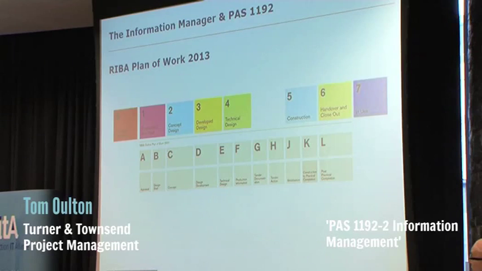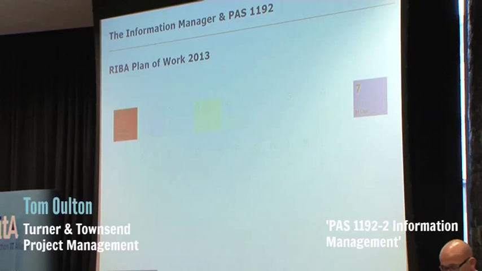RIBA, the Royal Institute of British Architects, brought out their revised plan of works at the same time that PAS 1192-2 came out. This new plan of work is shown here with the two new stages, 0 and 7, which sit outside the old plan of work. This is where the information manager comes into his own and can really add value for the client.